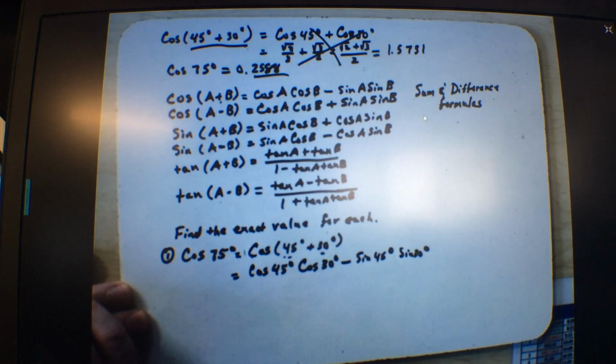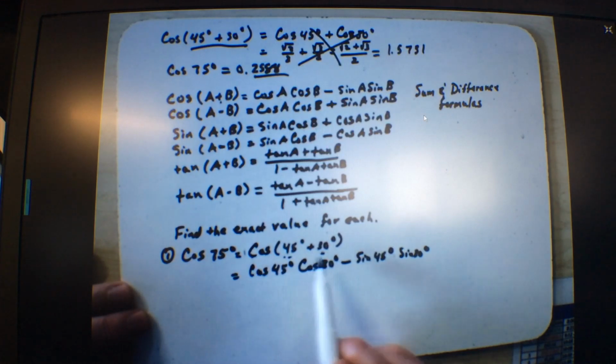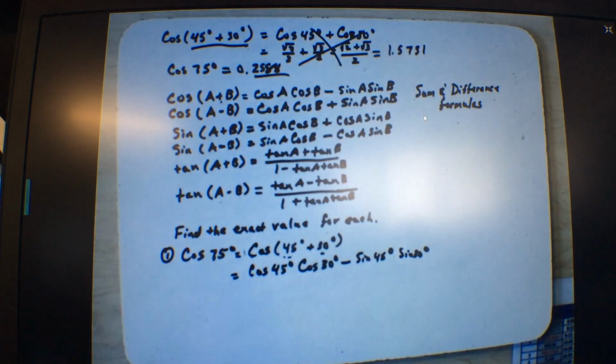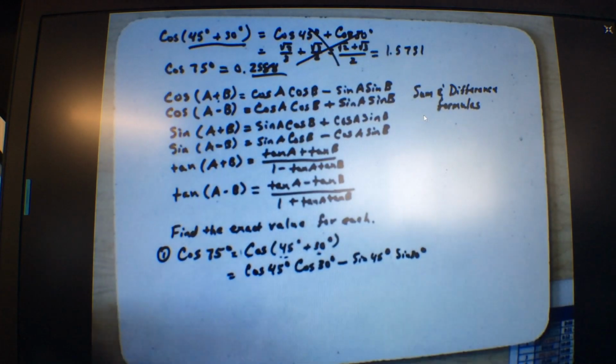When do you know which formula to use? I had to come up with how to get 75 from 45 and 30. I use 45, 30, and 60, and that's the only combination. So I can find the sine of 15 degrees because I can take 45 minus 30. Then I could take 45 plus 60. I can do any combination of those three and find the exact answer.